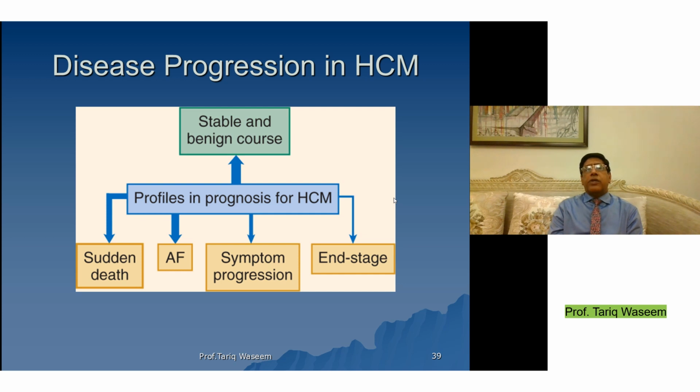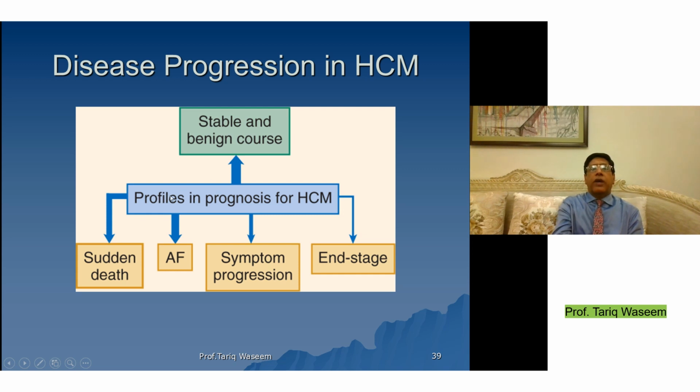The disease progression in hypertrophic cardiomyopathy is such that the thickness of the arrow suggests the percentage of patients following each course. So many of them may remain stable and may have a benign course and may not even be diagnosed. They may have such subtle or minimal symptoms.